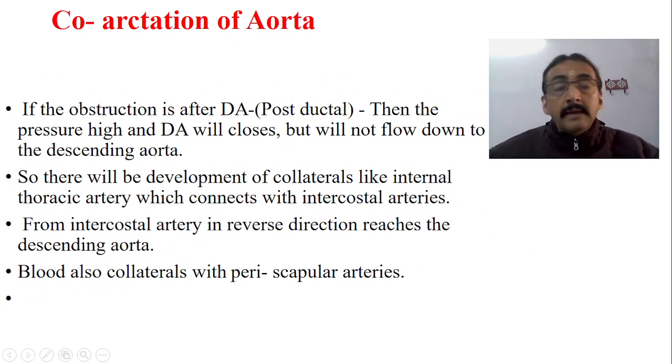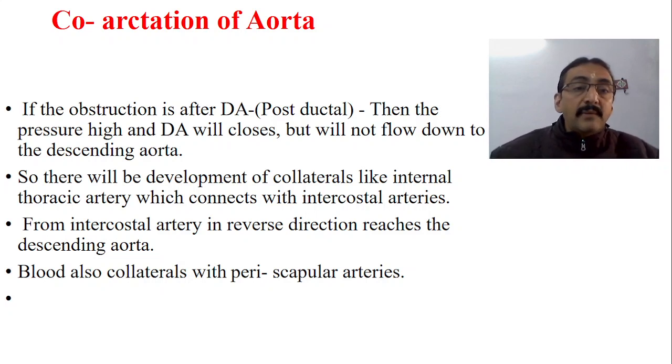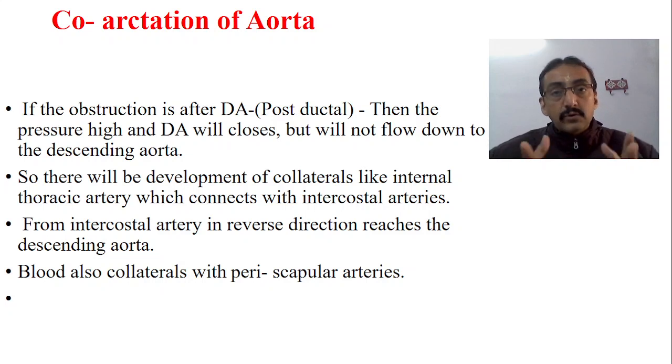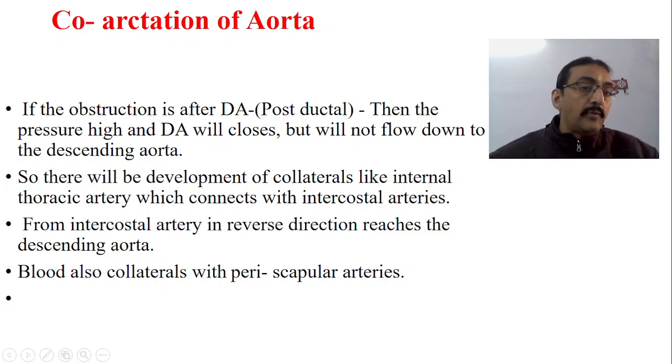This is one point. Second, if the obstruction is distal, postductal, then the pressure is high and the ductus arteriosus will close, but blood will not flow down to the descending aorta. So there will be development of collaterals, like the internal thoracic artery, which connects with the intercostal arteries. From the intercostal arteries, in reverse direction, the blood reaches the descending aorta. There are also collaterals with the periscapular arteries.